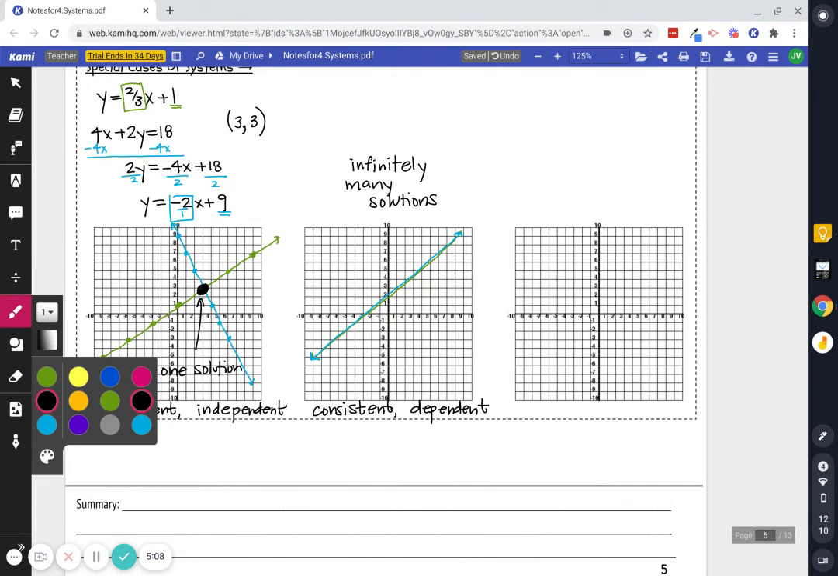We have one more. So we've got one solution, we've got infinitely many solutions, and then we'll finish with no solutions. No solutions looks like this. I have my first line, and I've got another line. And these lines are parallel, which means they have the same slope, if you remember back to last chapter. And these are called inconsistent.